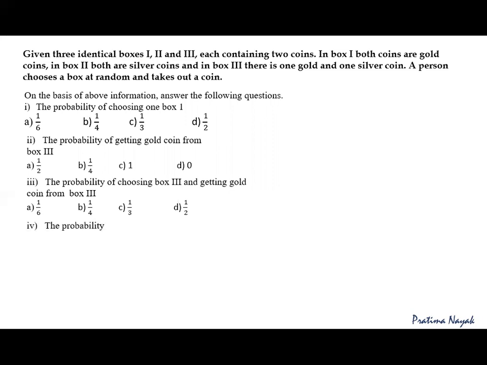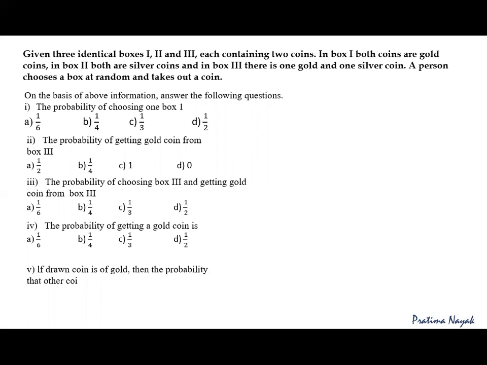Fourth part: the probability of getting a gold coin is 1 by 6, 1 by 4, 1 by 3, 1 by 2. Fifth part: the drawn coin is gold, then the probability that the other coin in the box is also gold is 1 by 3, 1 by 3, 2 by 3 and 1 by 2. If needed, you can pause the video and read the question again till you understand.